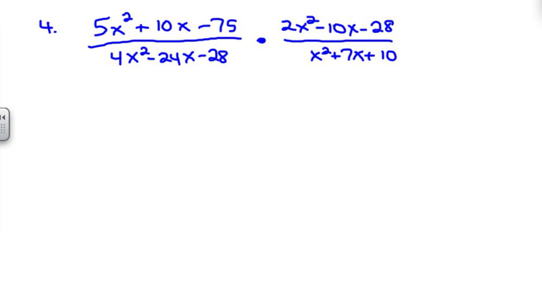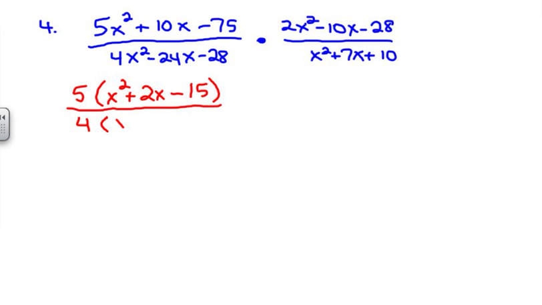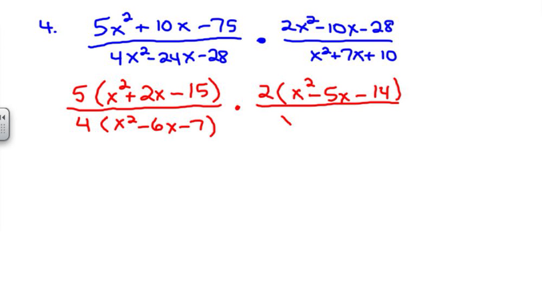Alright, number 4, now we have a multiplication problem. We want to handle this the same way we normally would. Factor everything. So in the numerator here we have a GCF of 5, leaving you x squared plus 2x minus 15. In the denominator you have a GCF of 4, which is x squared minus 6x minus 7, times numerator GCF of 2, x squared minus 5x minus 14, and denominator will factor that in the next step. It's just an easy trinomial. What we have left are 4 easy trinomials.